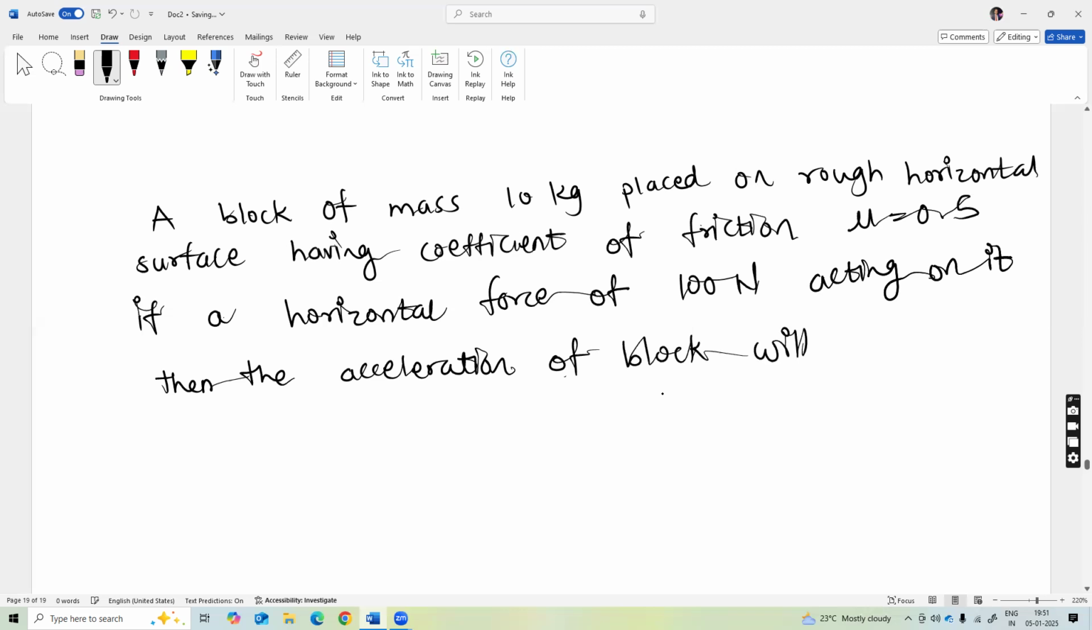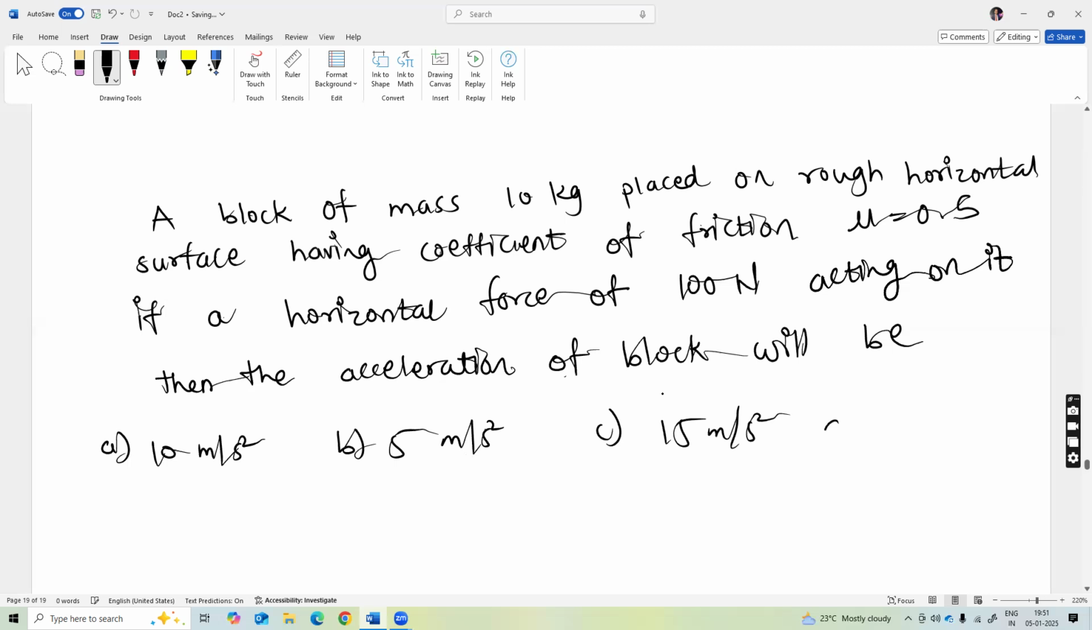So option A is 10 meter per second square. Option B is 5 meter per second square. Option C is 15 meter per second square. And option D is 0.5 meter per second square. So a block of mass 10 kg is placed on a rough horizontal surface having coefficient of friction 0.5. So let's say this is a surface and the mass of the block is 10 kg. Coefficient of friction is 0.5 and acceleration due to gravity is, let's say, 10. Okay, g is equal to 10.